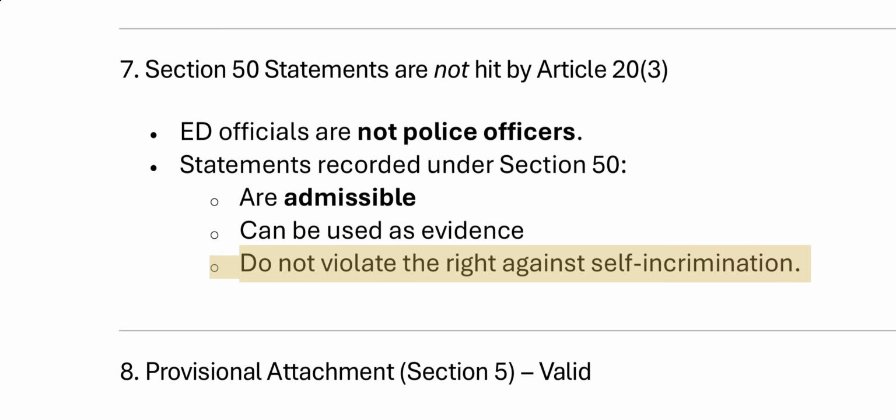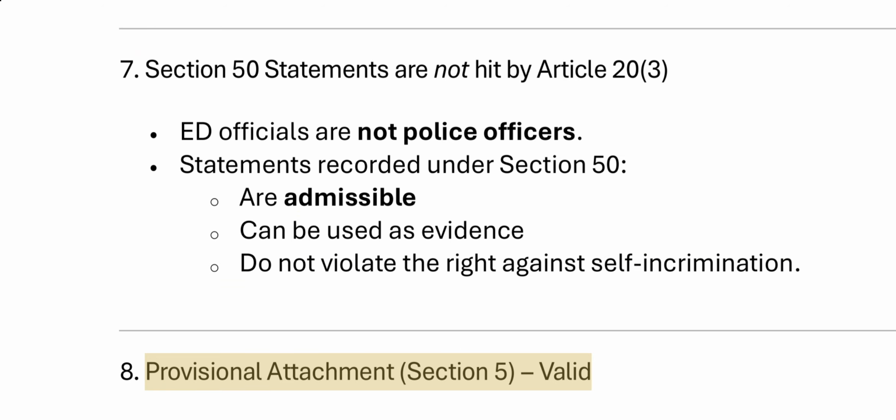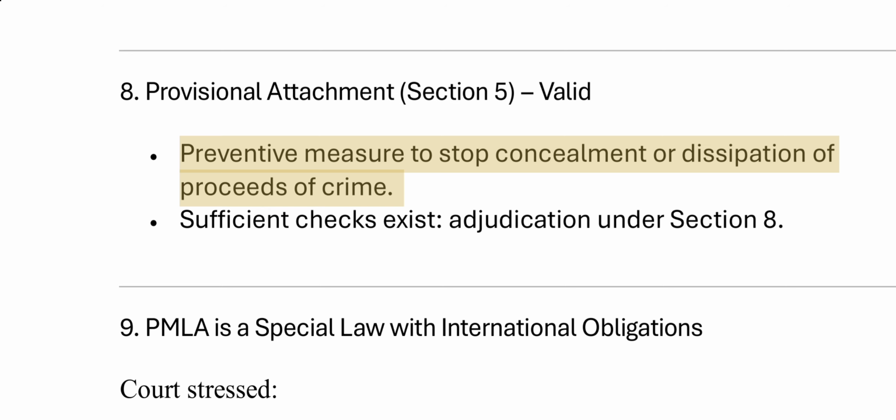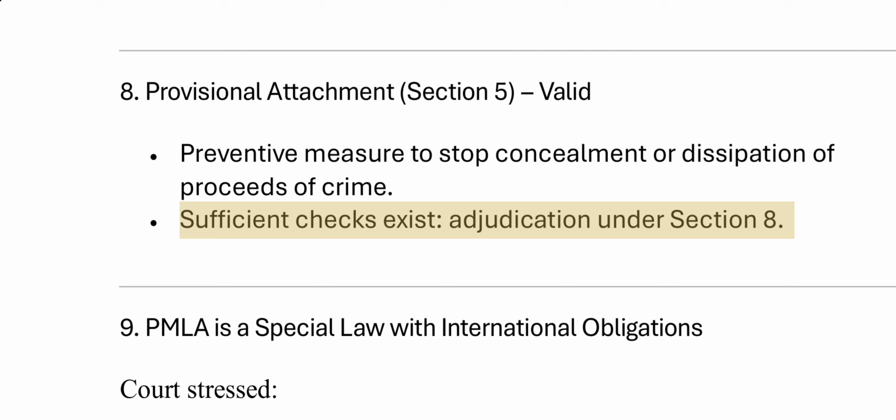against self-incrimination. 8. Provisional attachment, Section 5, valid. Preventive measure to stop concealment or dissipation of proceeds of crime. Sufficient checks exist. Adjudication under Section 8. 9.